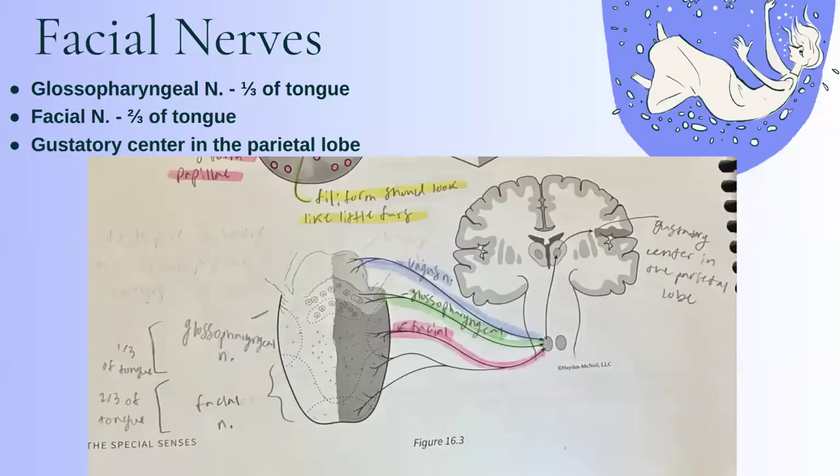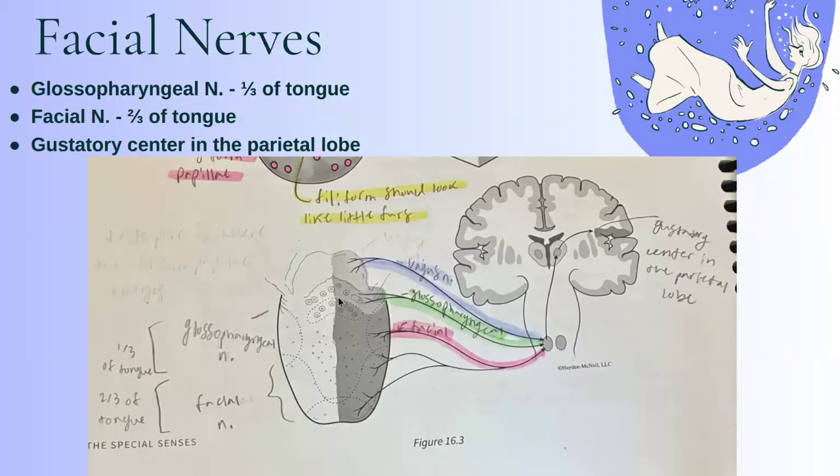All right, so now we're going to look at some facial nerves. So first, in this blue color, you have your vagus nerve. The vagus nerve is going to be at the very back of your tongue over here. Then we have the glossopharyngeal nerve, and you can see that it is connected to where you find a lot of your circumvallate papillae over here.